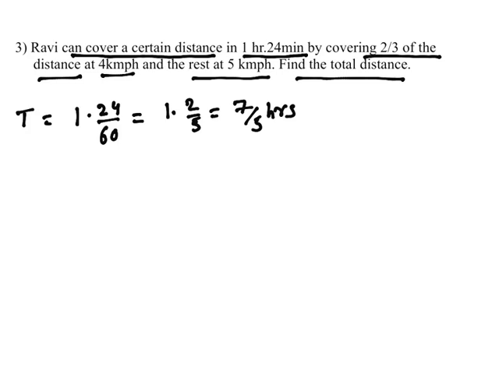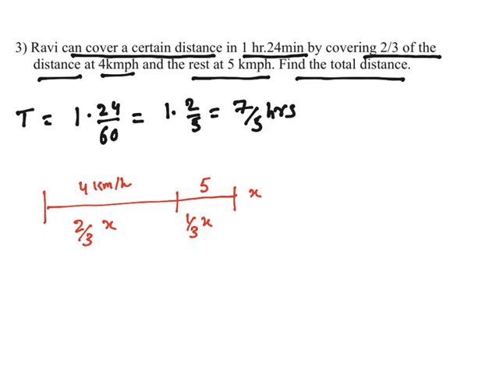Now, we know this is the time. Now look at this. This is the total distance. We need to find out this total distance. Now what does the information say? Let's say the total distance is x. 2/3 of x is traveled at 4 km per hour, whereas 1/3 of x is traveled at 5 km per hour. Now let us plug in everything.